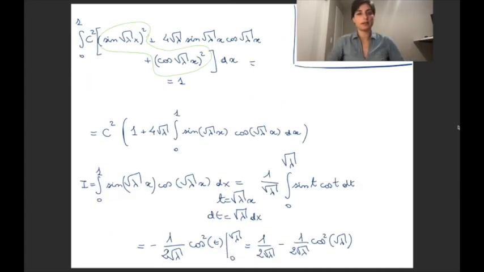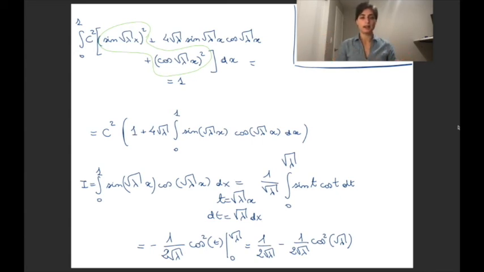Well, the inner product of y times itself is the integral from 0 to 1 of c squared y times y. Our weight is equal to 1, so we don't care. So here we have sine of square root of lambda x all to the power 2 plus 4 square root of lambda sine square root of lambda x cosine square root of lambda x plus cosine of square root of lambda x all to the power 2. We know that the sine squared plus the cosine squared is equal to 1, so that part simplifies away, and one part stays there.